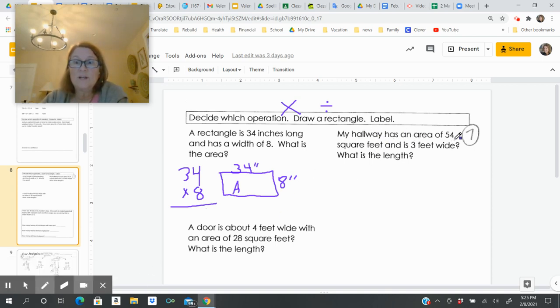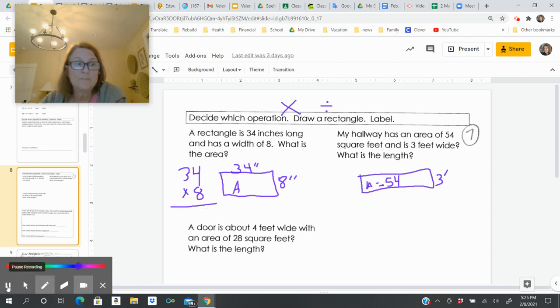My hallway has an area of 54 square feet, okay? So we know the area is the number of little squares inside, and I'm going to put my 54 here, and it is 3 feet wide. That sounds actually like my actual hallway. I'm going to use the foot sign here. Just put in your answer. Is this a multiplication or a division problem this time? Did you say division? So 54 divided by 3. Please do that and put your answer in.